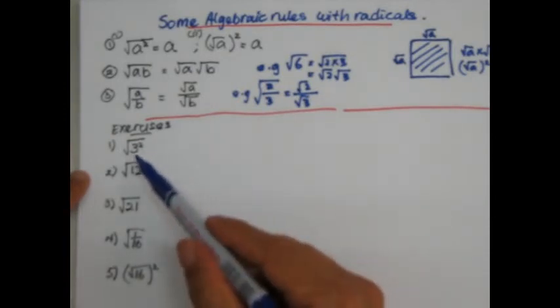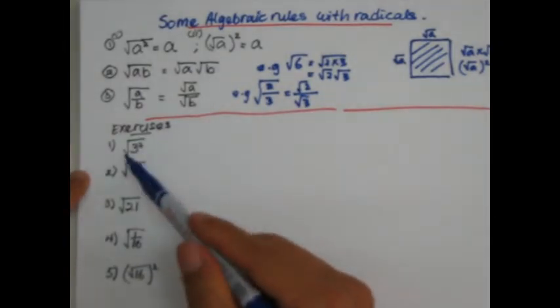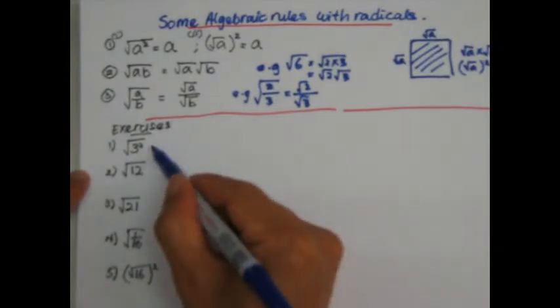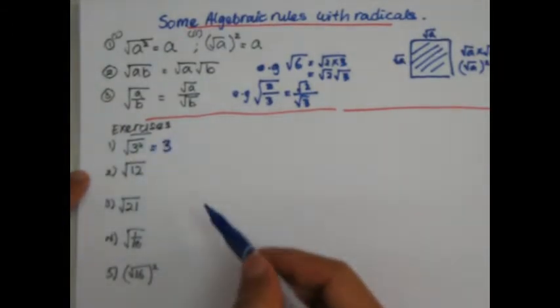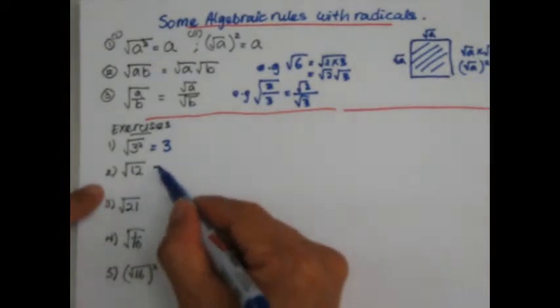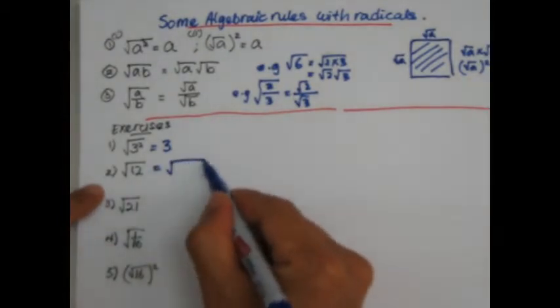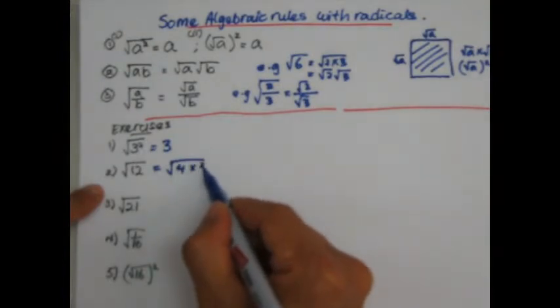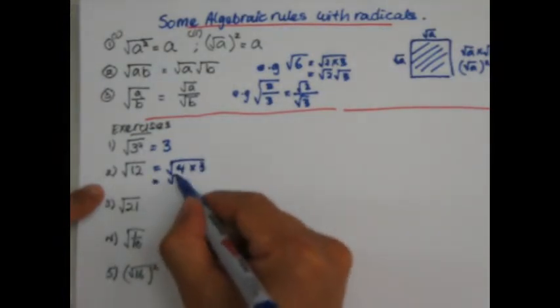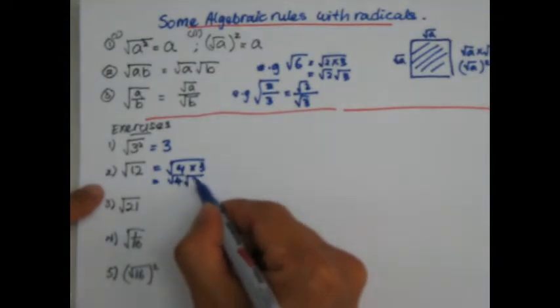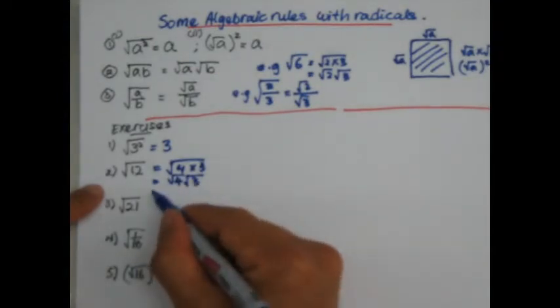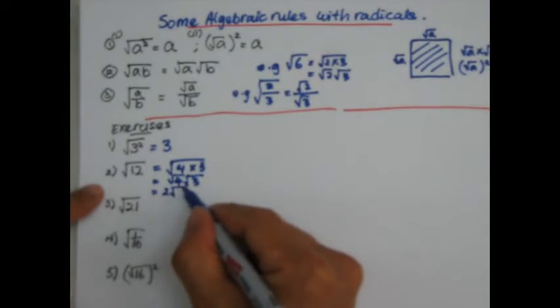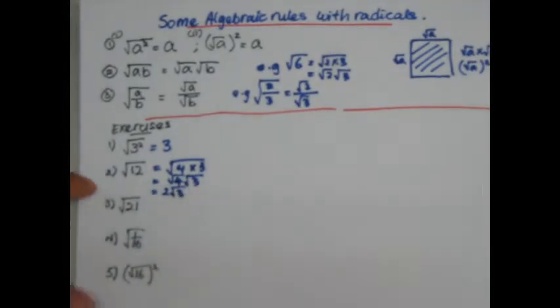This basically means square root of 3 squared. So the square root and the square cancel off, and we are left with 3. Square root of 12, let's simplify this. Square root of 12 is equal to square root of 4 times 3, which is square root of 4 times square root of 3. Square root of 4 is just 2, so we get 2 times square root of 3.